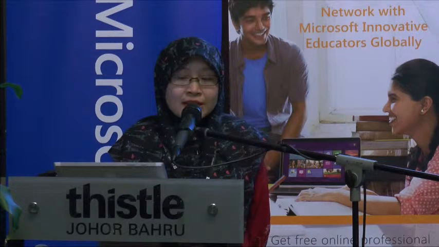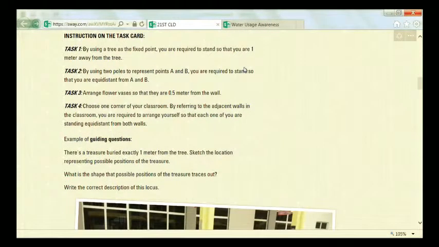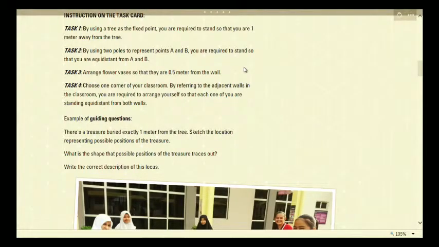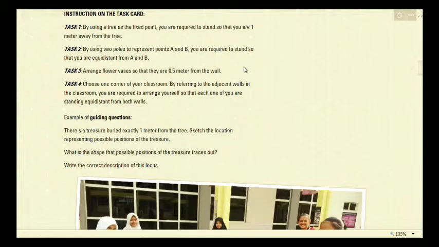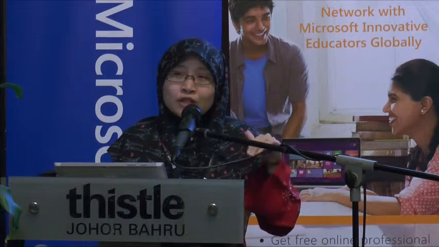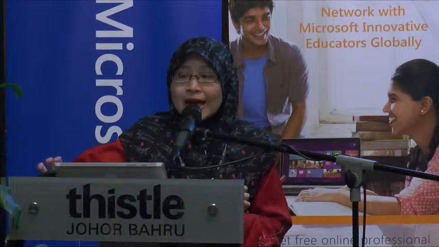Task 1, for example: by using a tree as the fixed point, you are required to stand so that you are 1 meter away from the tree. So when they go to the expert group, those who receive the first task card will have to discuss among themselves and figure out how to solve this situation. After that, they will capture their activity as proof of task completion.